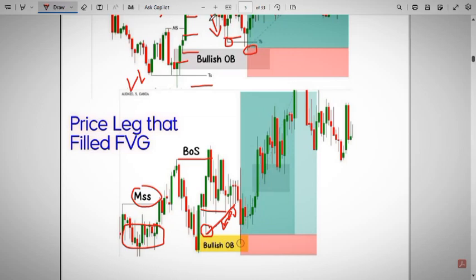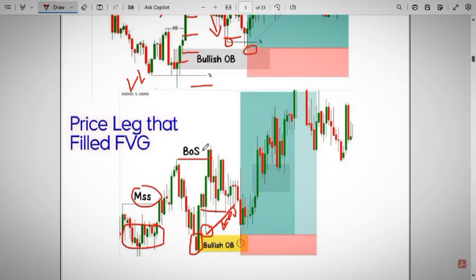The same as what happened here, on the first example when I was talking about lack of momentum, I think. So you see, we had a trend line here, and this is a price leg that filled the fair value gap. And you see what happened. Price swept it and tapped into this bullish order block before we saw this aggressive move to the upside.